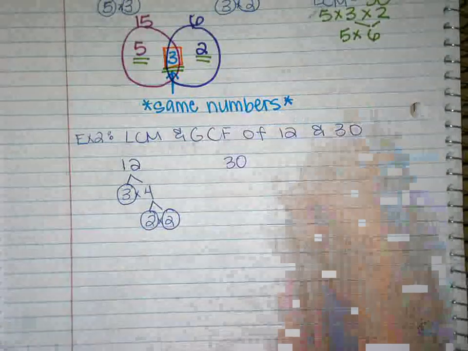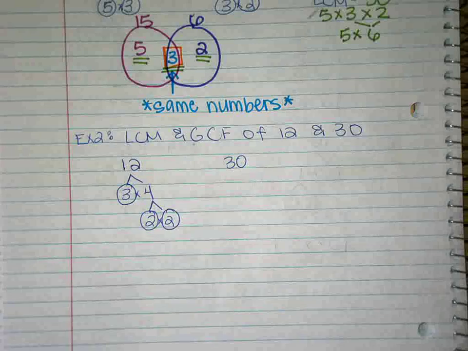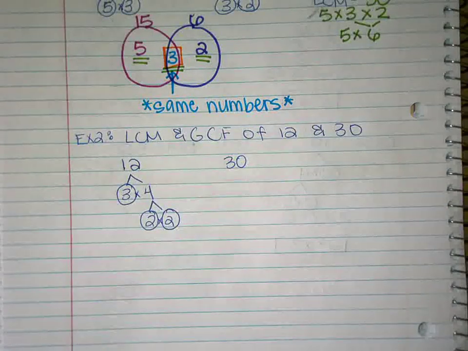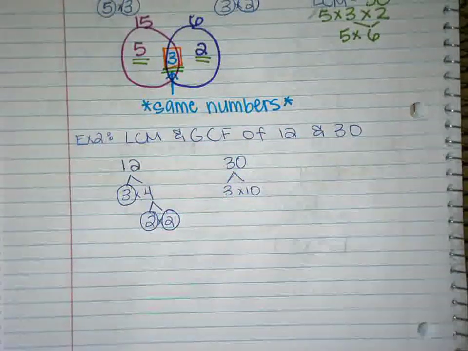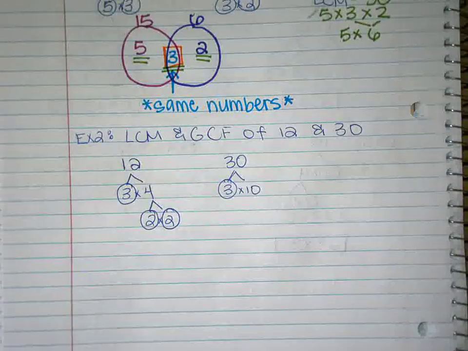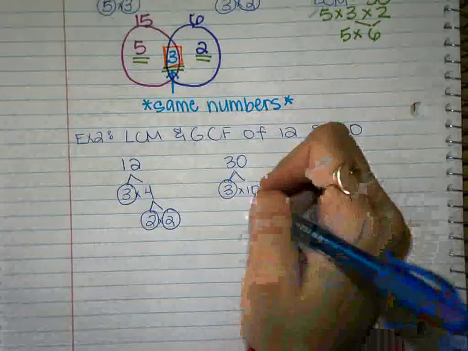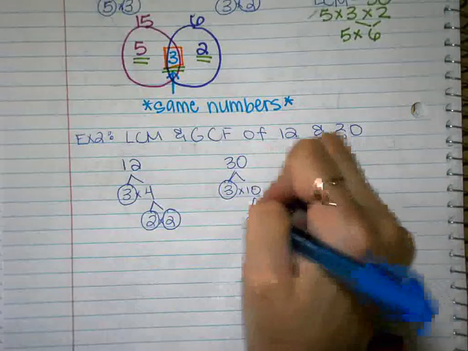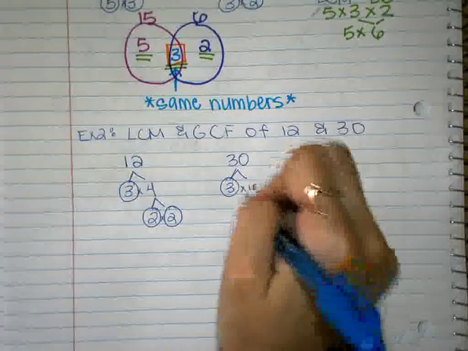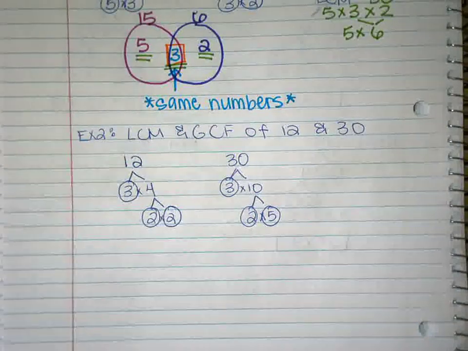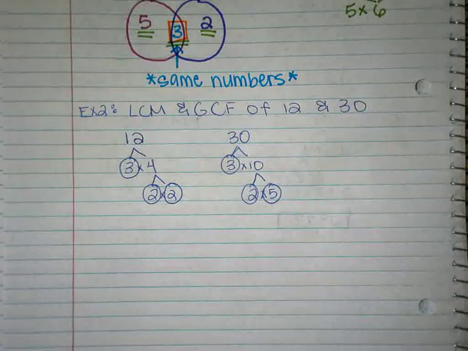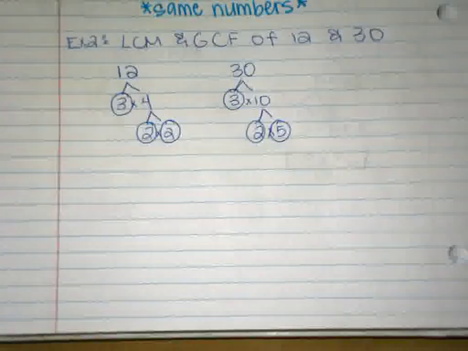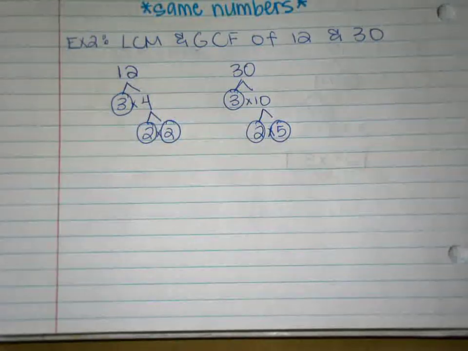I'm going to do the same with 30. I ask myself, what times what will get me to 30? Well, the first thing that I can think of is 3 and 10. So 3 times 10, I know that 3 is prime. So I'm going to circle it. 10 is not, but it is 2 times 5, and those are both prime, so I am going to circle them. So first step, you have to know how to find your prime factorization. You don't have to write it like we did on the first page of notes, but you have to know how to find it. So now I'm going to make my circles.